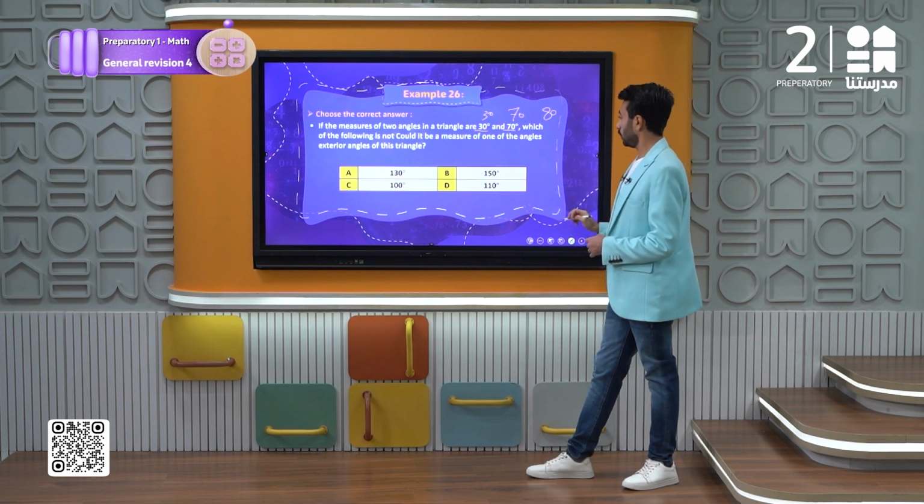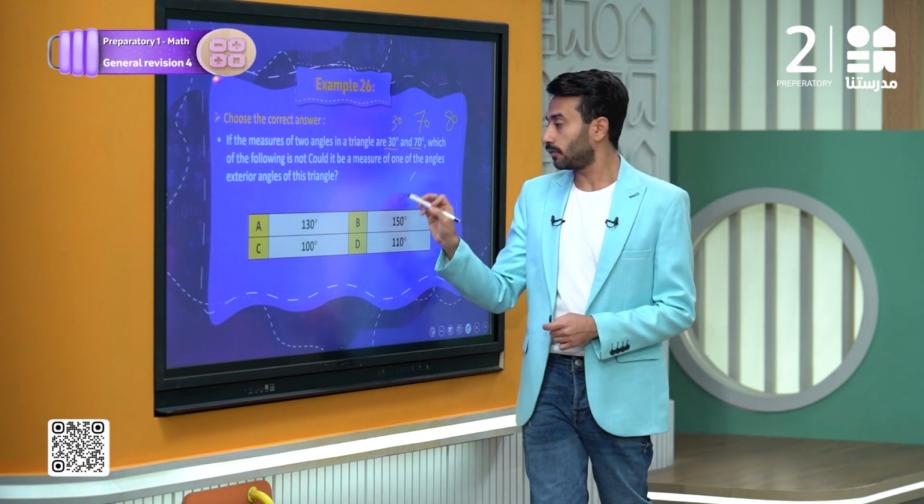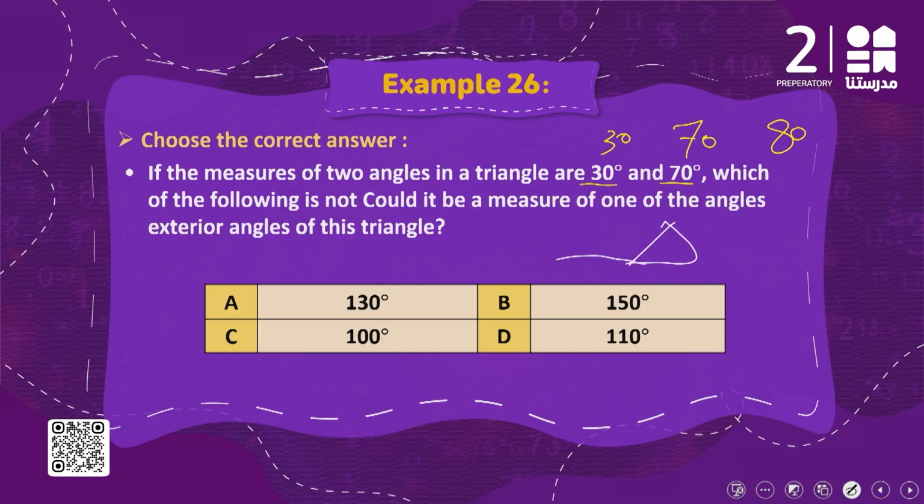Let's find the exterior of each one. How can you find the exterior? Can you remember? If you have a triangle like this one, this is the exterior angle. So if this is 30, subtract 30 from 180, it will be 150. This one will be 110. This one will be 100. Which of these values cannot be the measure? We have 150, we have 110, we have 100, so 130 is the answer. This is the angle that cannot be in this triangle.